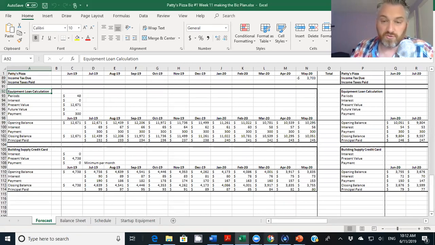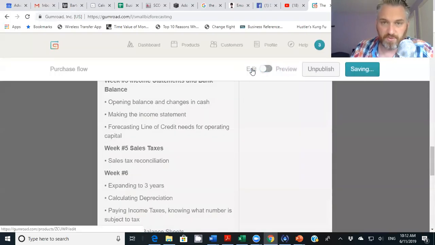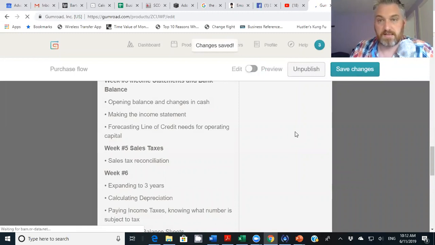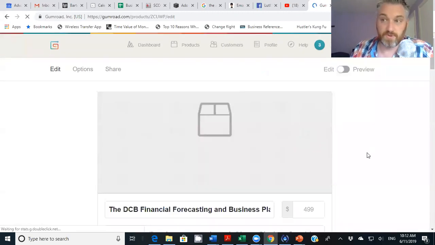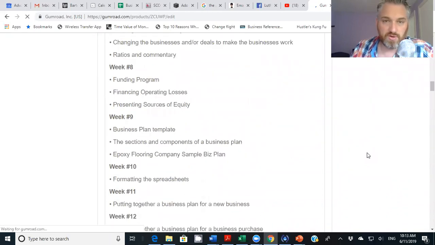And as we go through the program, I'm going to switch over here, hit out of preview mode to show you the backside of this. This is what it looks like from my point of view. So what is included in the program?